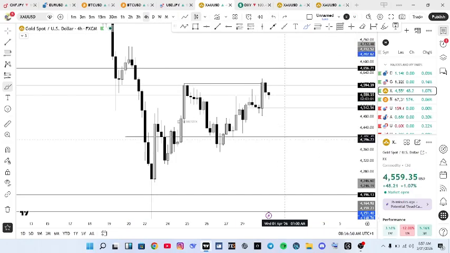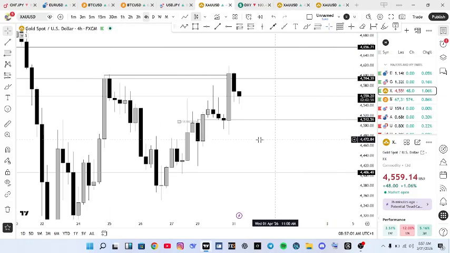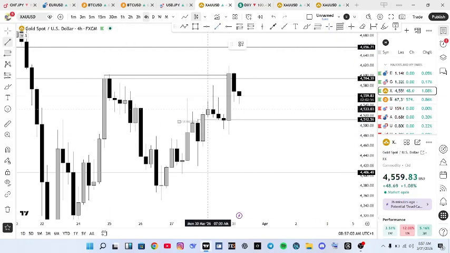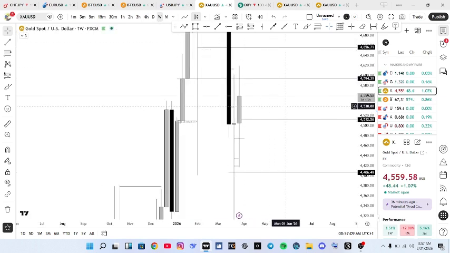Okay, so still have this key level here. This is a breakout block. Let me see what this is.